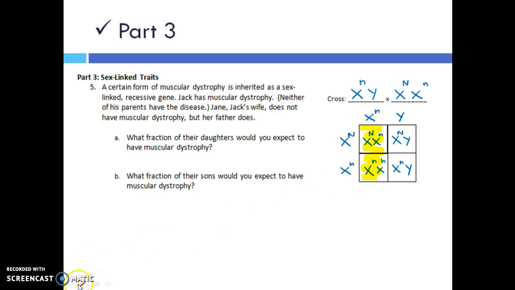Okay, and if we look, this daughter here is normal because the big N covers up the little n. And this one here has the disease. She's got 2 little n's, so she's going to have the disease. So the fraction of the daughters expected to have muscular dystrophy is 1/2. Now let's take a look at the sons. This son is normal because he's got a big N. This son has the disease because he has a little n, and there's nothing to cover it up because the Y doesn't carry any of these genes. So 1/2 of the sons would also have muscular dystrophy.